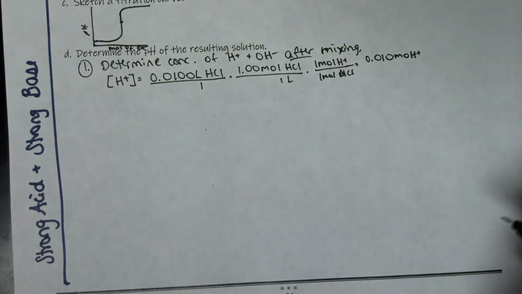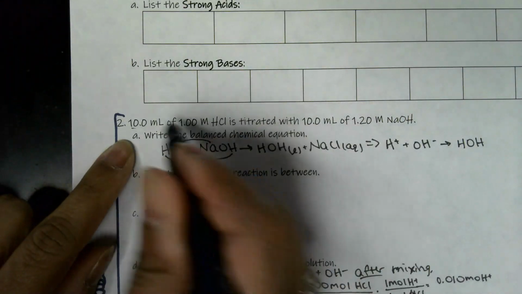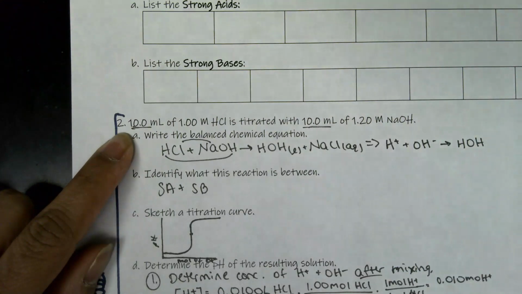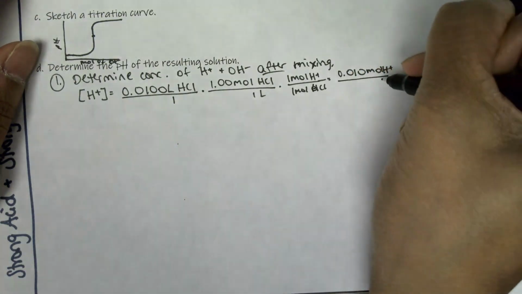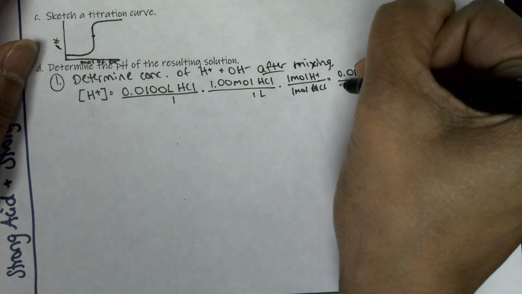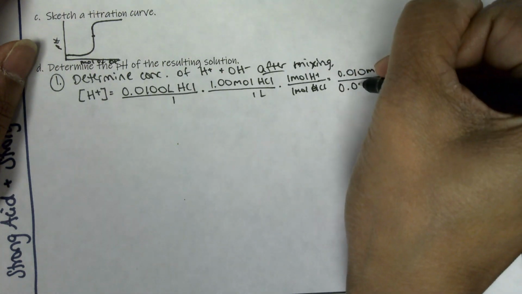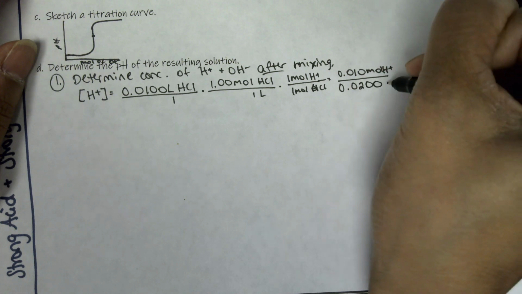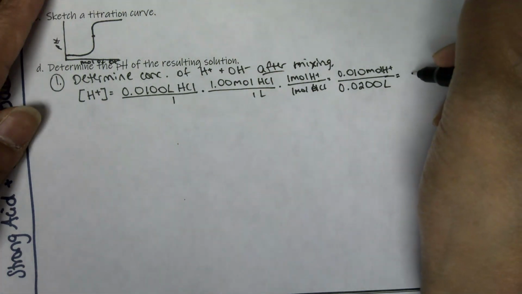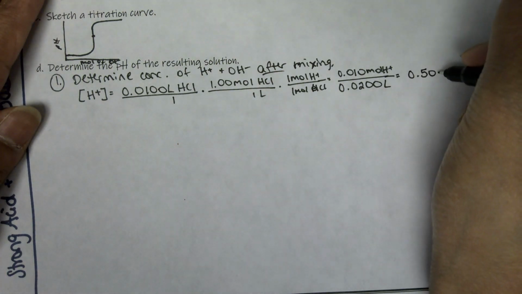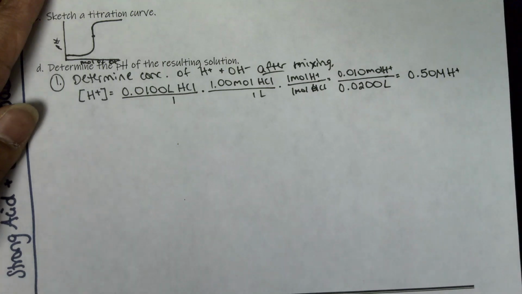But we also have to think about what's going to happen after we have mixed it together. So we have 10 milliliters of HCl plus another 10 milliliters of NaOH. So overall, we're going to have 20 milliliters of total volume. Here we can say it's 0.0200 liters of the total solution. When you calculate that out, there should be 0.50 molarity of the H plus.